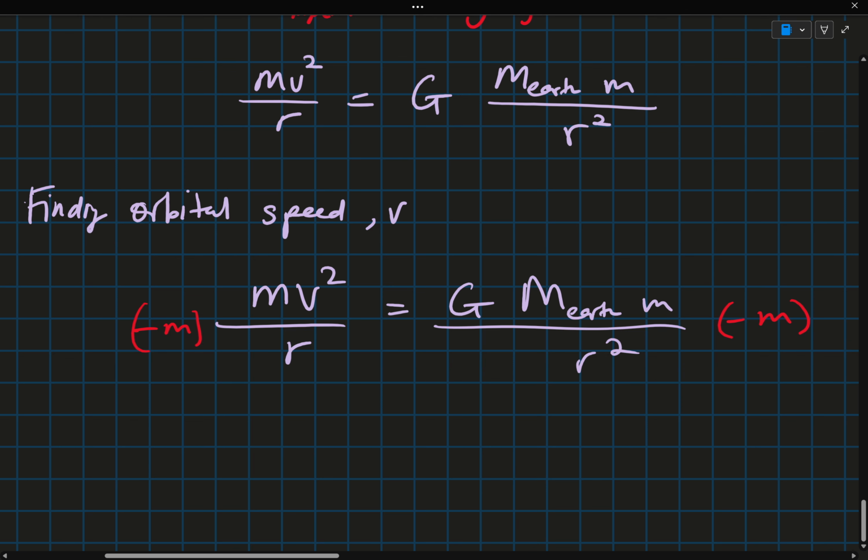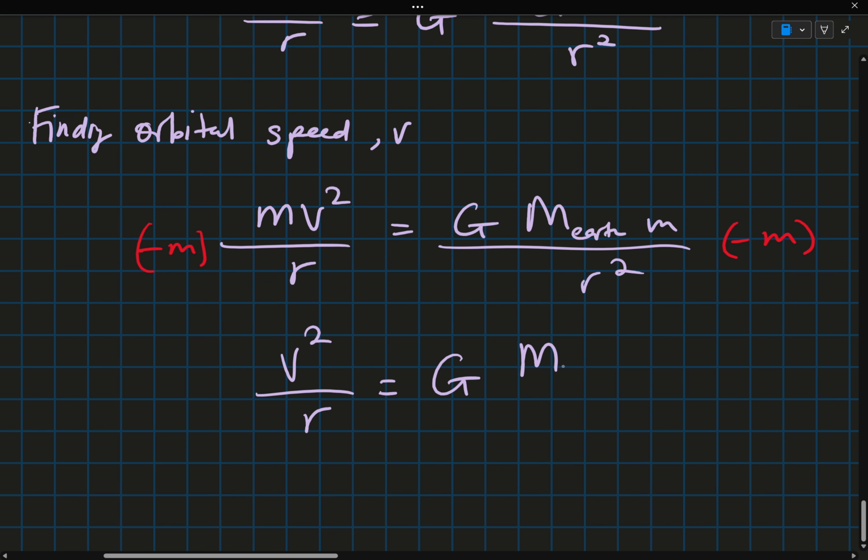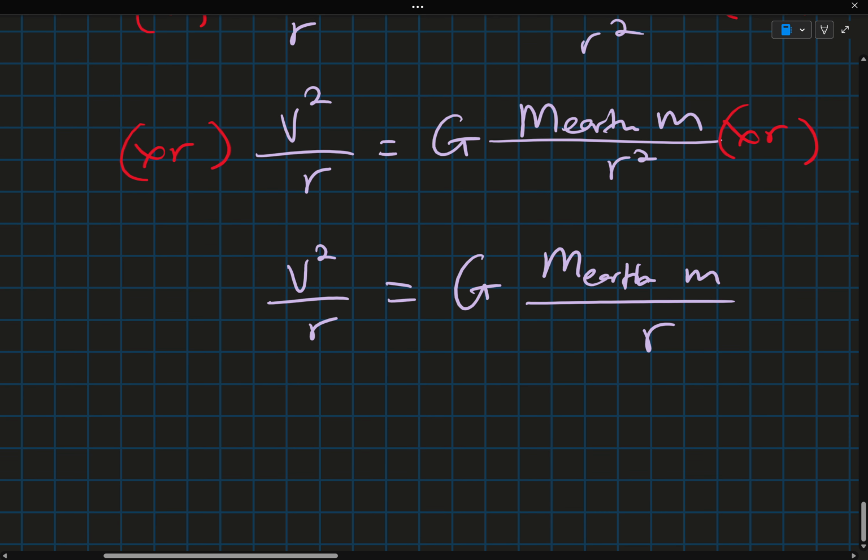V squared over r is equal to G m of the Earth m over r squared. Still, we want to isolate v. V is what we're looking for, right? So we times by r over this side, we times by r over this side. We end up getting v squared is equal to r G mass of the Earth times the other mass over r, right? Well, let me remove that. We got rid of r already, right?